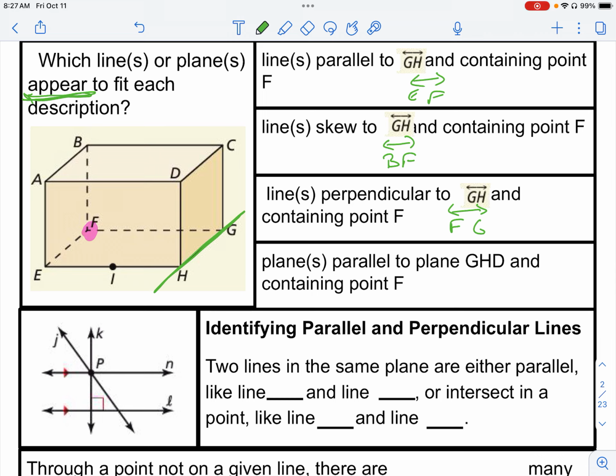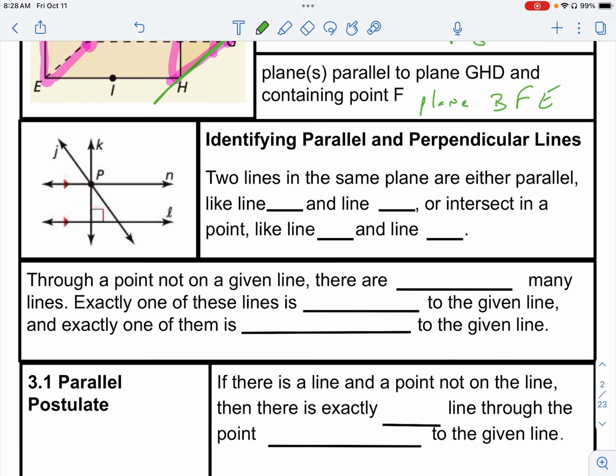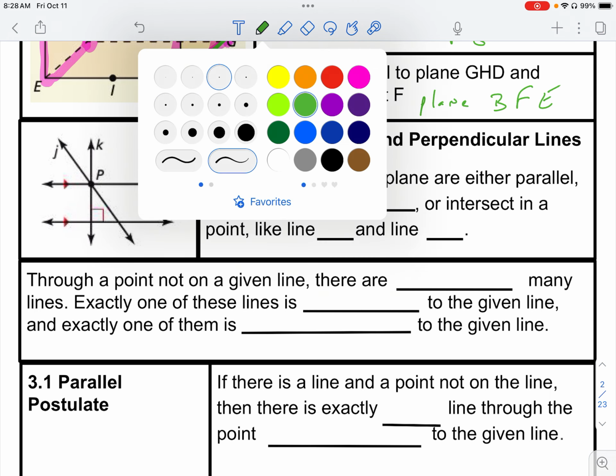All right, planes parallel to plane GHD, that's this side of the box. So what's going to be parallel plane? The opposite side of the box. So we're going to do plane BFE. All right. So let's identify some of this stuff. Let's look at just identifying the lines when they start crisscrossing and being a little messier.